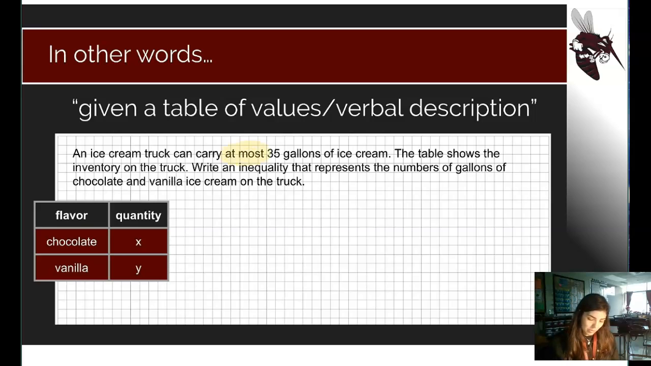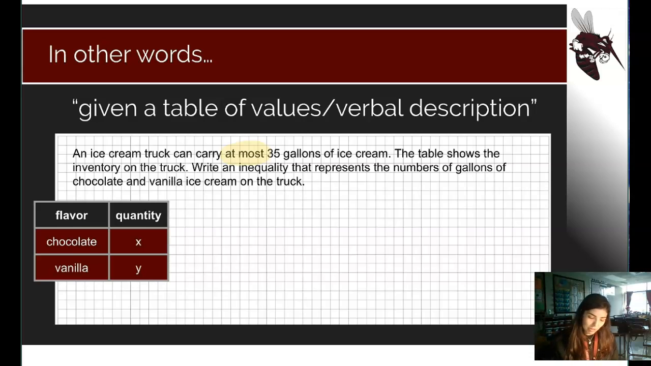At most. At most is an inequality word. If this were an equation, it would say it can carry exactly 35 gallons of ice cream because it would be equal to. This one says at most. So that means that it can have only up to 35 gallons. Can it have 36? No. Can it have 35? Yeah. Can it have 34? Yes, because it at most can be 35.